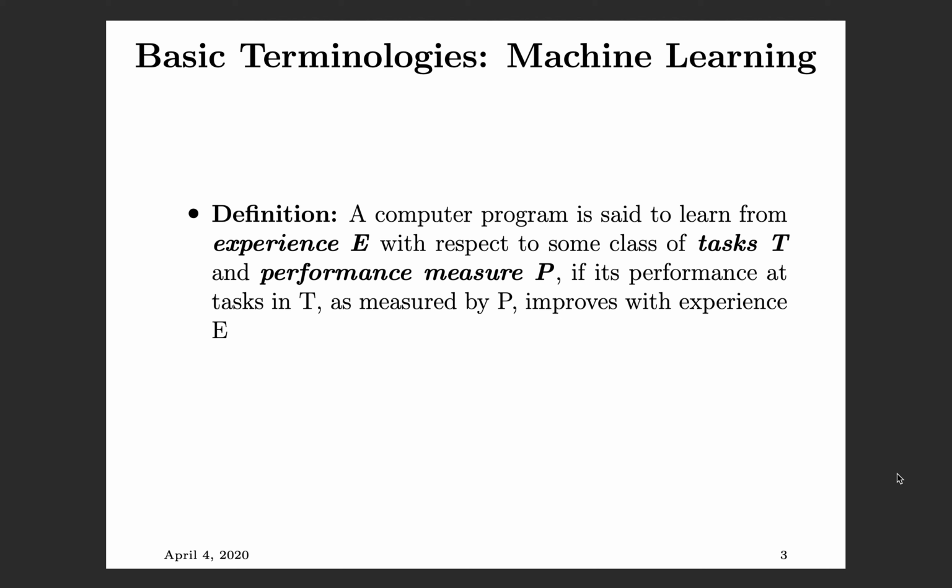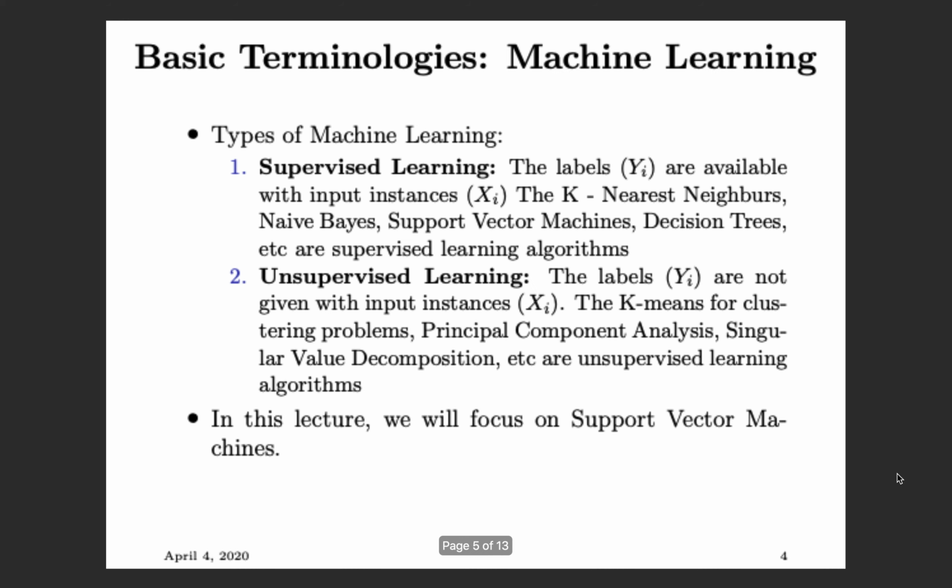This is the definition of machine learning by Tom Mitchell. According to him, a computer program is said to learn from experience E with respect to some class of tasks T. The task may be any classification or any regression, anything, and we have a performance measure P like recall or accuracy. If its performance at task T, as measured by P, improves with experience E, then we can say that the program is learning.